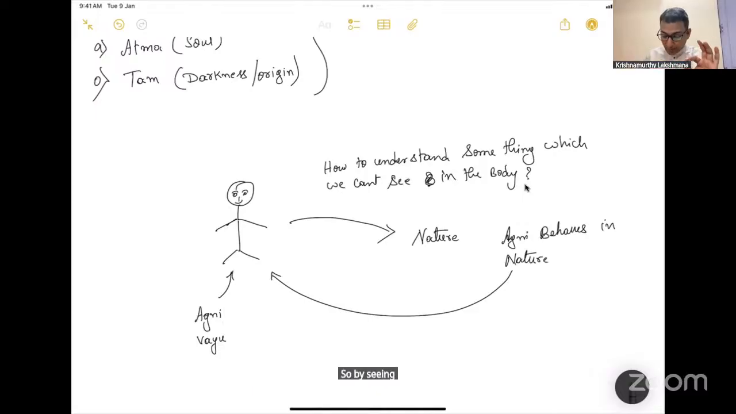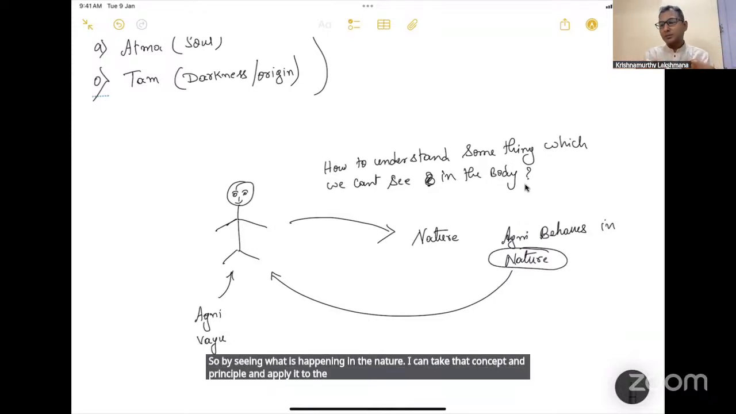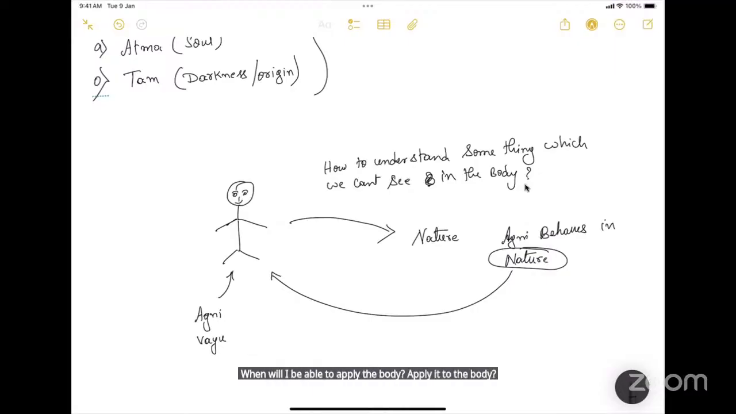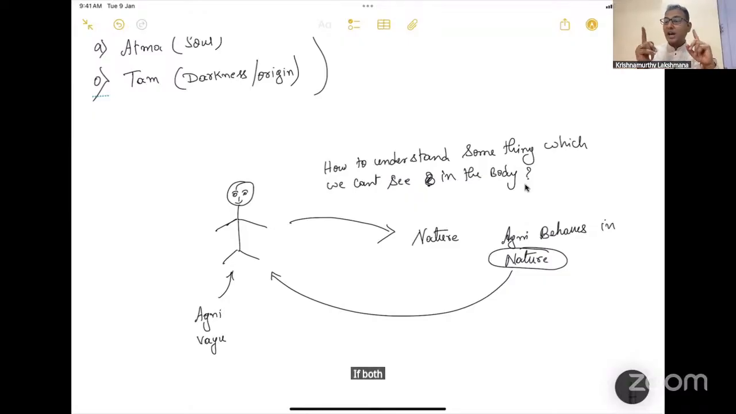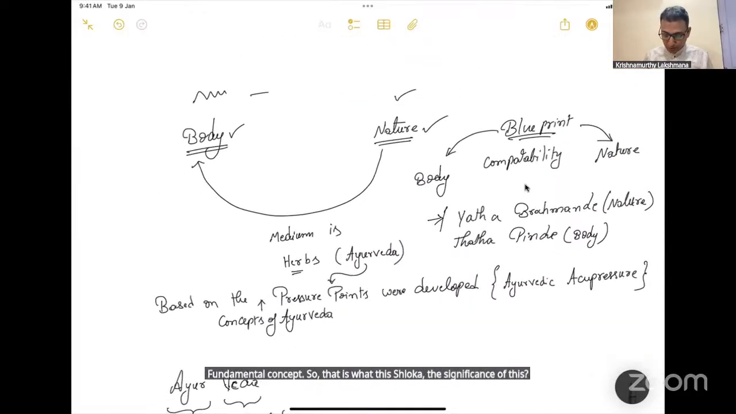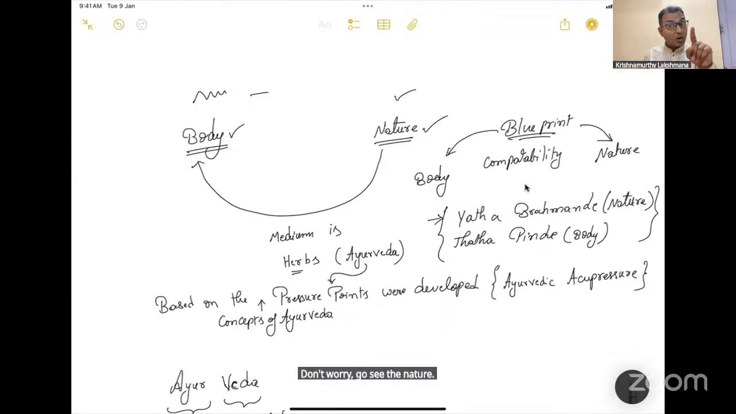So by seeing what is happening in nature, I can take that concept and principle and apply it to the body. When will I be able to apply it to the body? If both nature and the body are made up of the same fundamental concept. That is the significance of these shlokas, or verses. So if I don't understand something inside the body, don't worry, go see nature, observe how things are behaving in nature. It is exactly the same way that it is behaving inside the body.